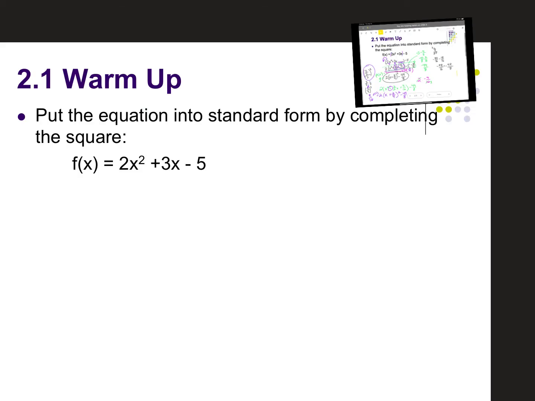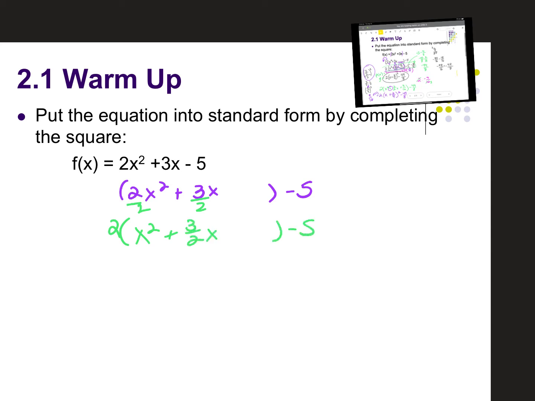Okay, so this is standard form completing the square. I'm going to start by grouping the first 2 terms together. Bump the 5 to the outside. Now I've got to take out this 2. So when I take it out, it comes off of the x squared. It also comes off the 3x. So this is x squared plus 3 halves x.